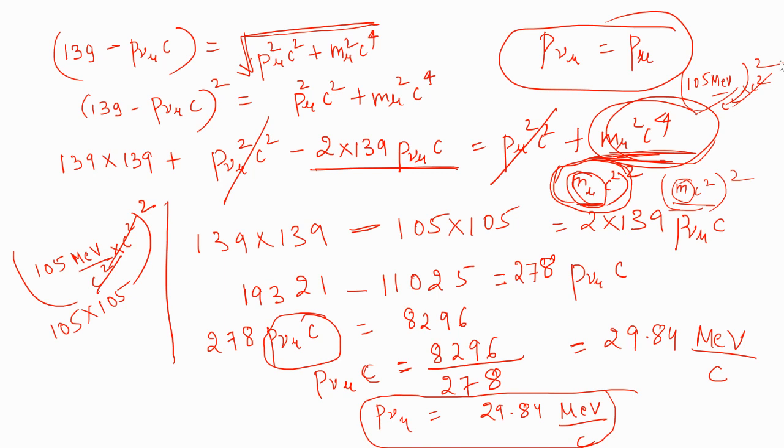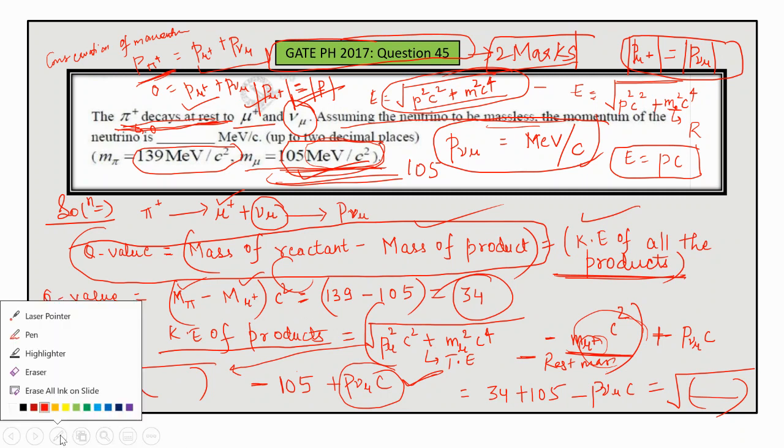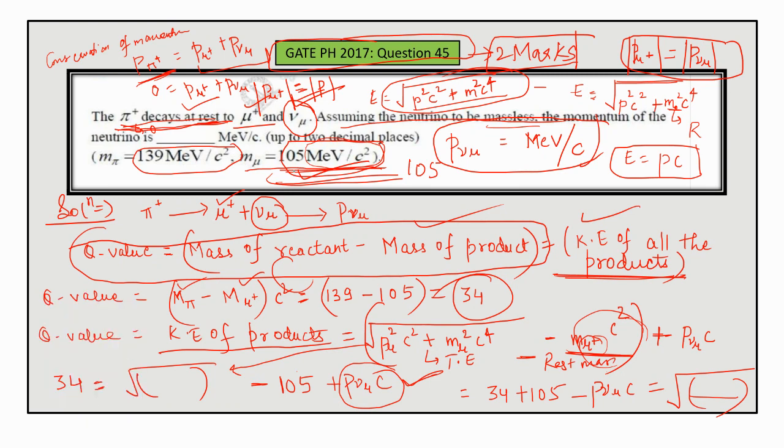I'll again repeat this question because this is one of the important questions. So I'll again do this question, orally. Here we are given this pion. See, pion. It is decaying into muon and muon neutrino.